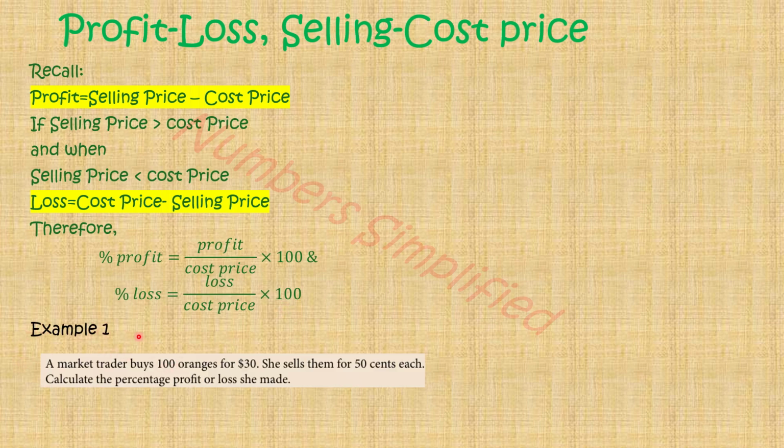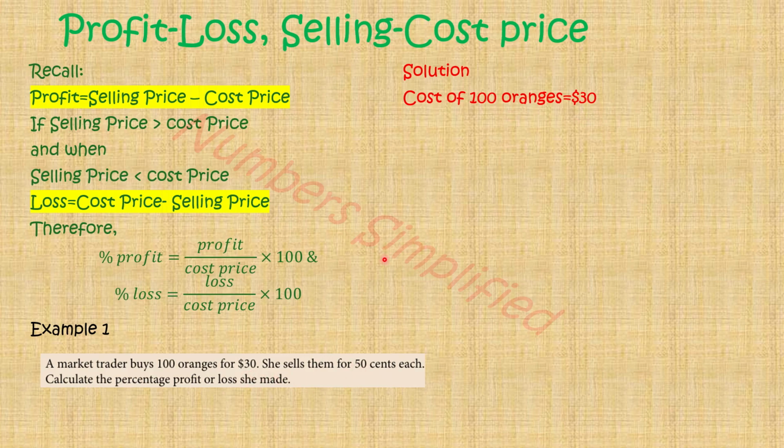A market trader buys 100 oranges for $30. She sells them for 50 cents each. Calculate the percentage profit or loss she made. The solution. So now we start by finding the cost of the 100 oranges. So the cost of 100 oranges, rather this one is given, $30.